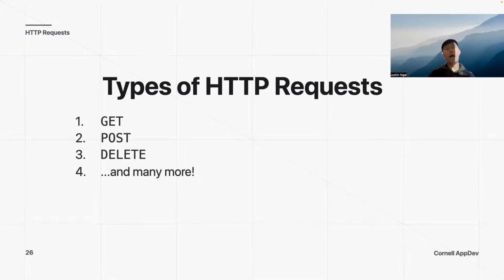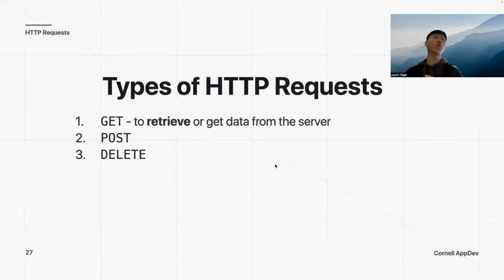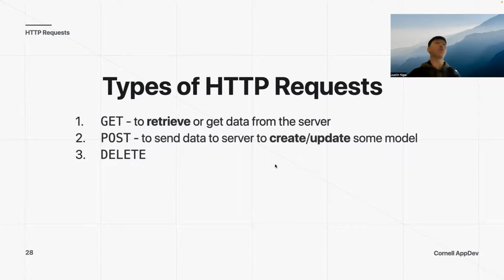There's a lot more. And yeah, cool. So let's go through what each of these do one by one. So the GET request is mostly used to retrieve some information from the server, right? So for example, get my emails, right? So that's what you would do with a GET request. POST request, on the other hand, is you kind of sending information, right?